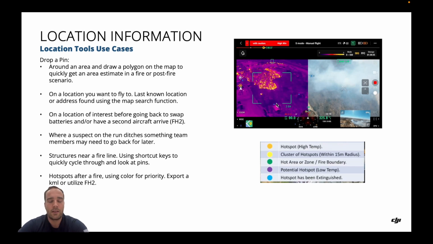And then finally, if you were doing a fire cleanup, could use pins to look at specific hotspots. As we talked about before, you could use specific colors and tie them to a specific meaning as well, and then can export that KML or utilize FlightHub 2 for getting that information to team members on the ground.